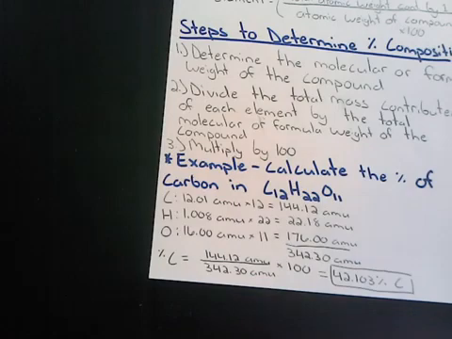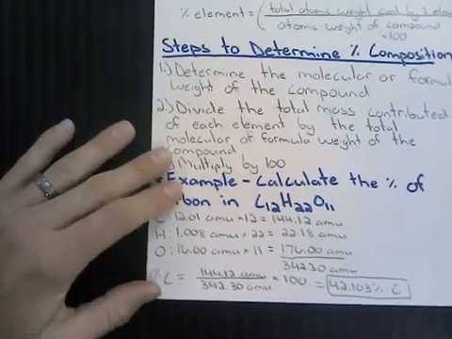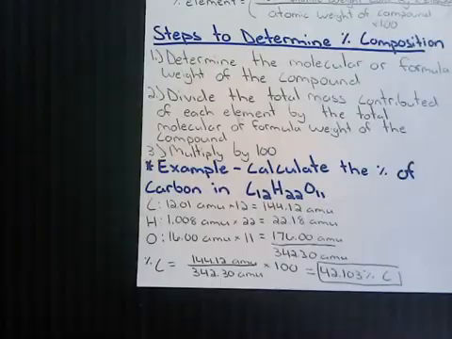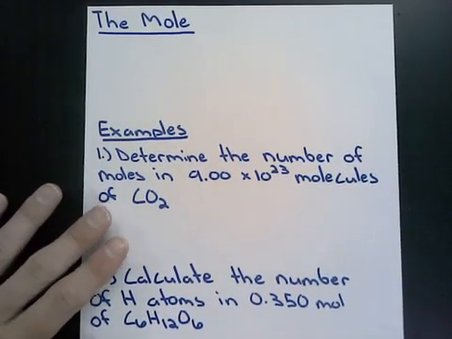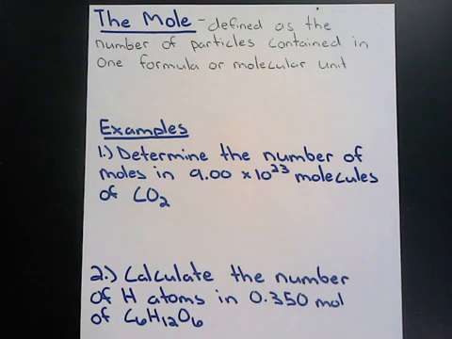So now with the knowledge of molecular weight and percent by mass, we can transition to the chemical mole. We'll get a little bit more in depth on why that is so important. What the chemical mole is, or what it's defined as, is the number of particles contained in one formula or molecular unit. And what the chemical mole does is it allows for a convenient measure of chemical quantities.